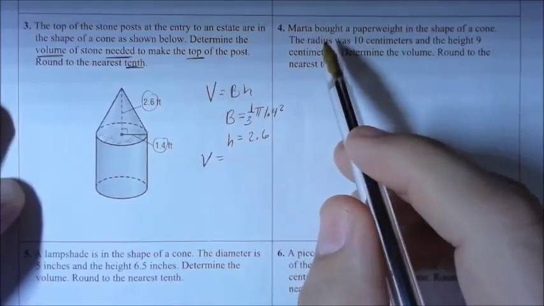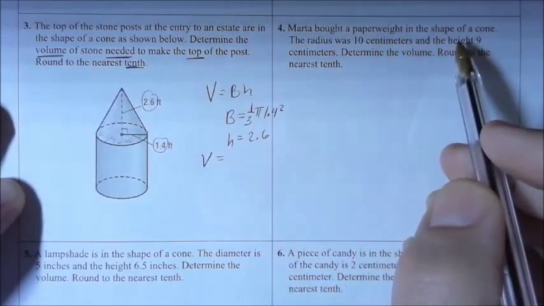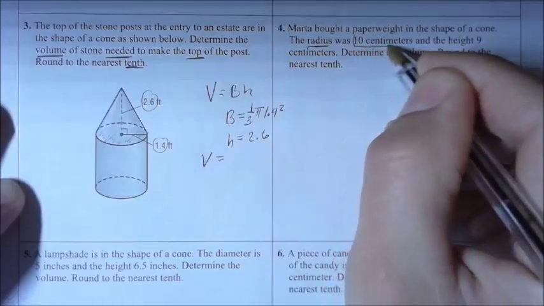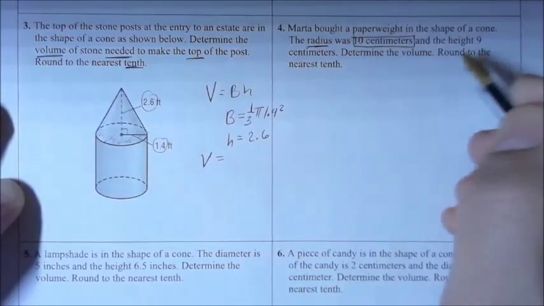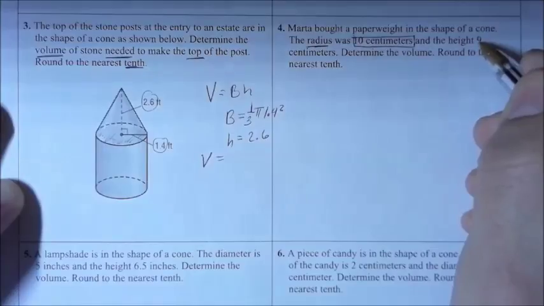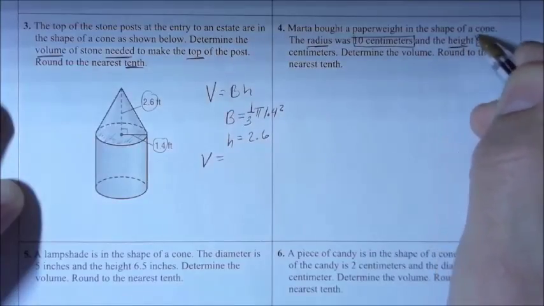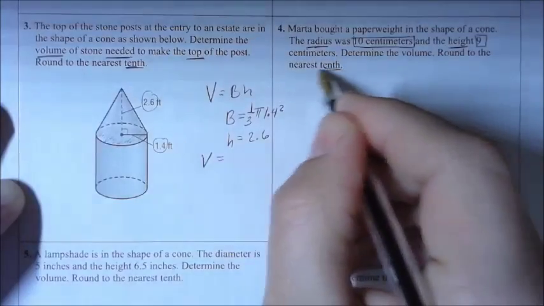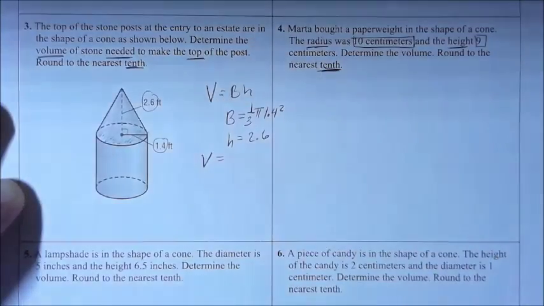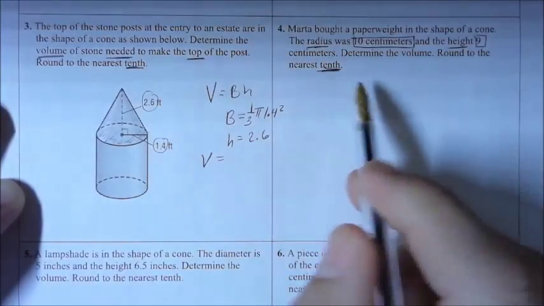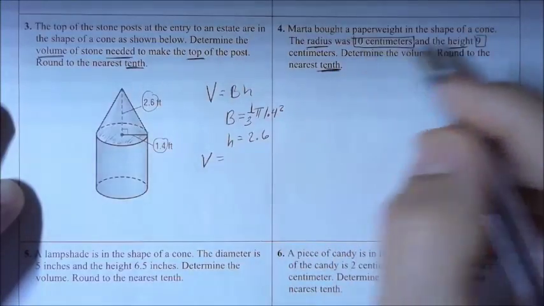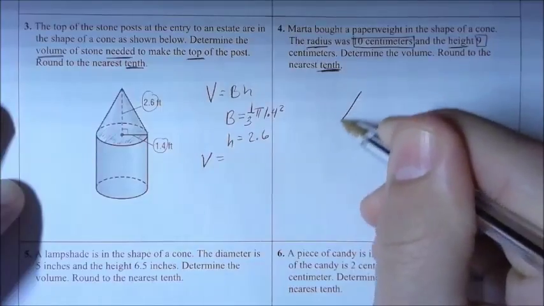It says Martha bought a paperweight in the shape of a cone. The radius was 10 centimeters and the height 9 centimeters. Determine the volume and round to the nearest tenth. Alright, so this one we're going to do step 2. We're going to draw it out. And if we draw it, it says that it was a paperweight and it was a cone.